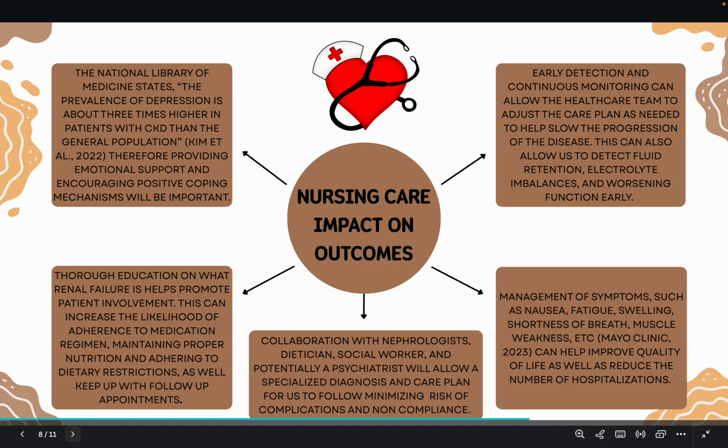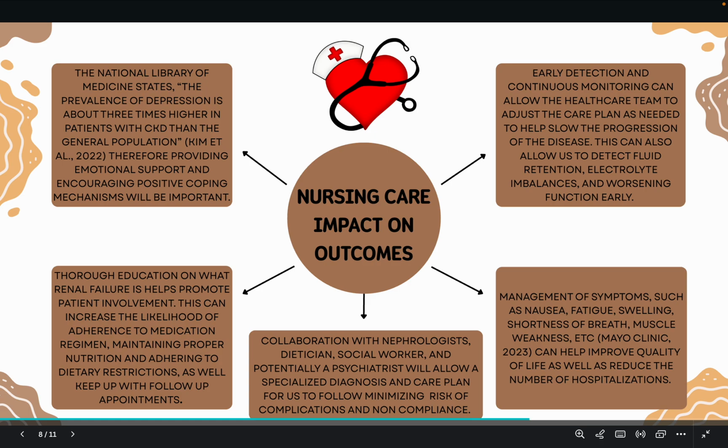So to go into some detail, the National Library of Medicine states that the prevalence of depression is about 3 times higher in patients with chronic kidney disease than the general population. Therefore, providing emotional support and encouraging positive coping mechanisms will be important. Early detection and continuous monitoring can allow the healthcare team to adjust the care plan as needed to help slow the progression of the disease.